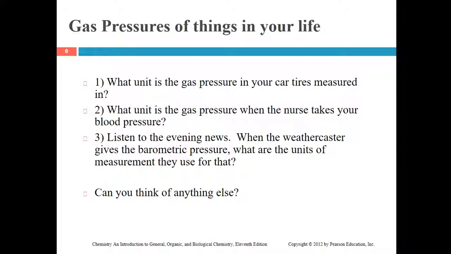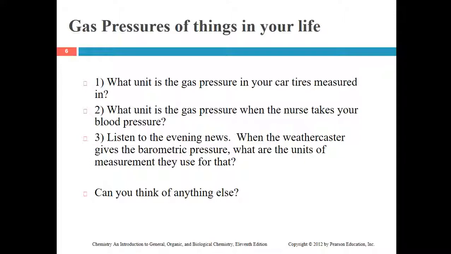But first of all, let's think about this. In your life, you have some things that already have their pressure measured. So I want you to think about what unit. What unit is the gas pressure in your car tires measured in? You may go, well, it's 32. 32 what? Well, here it's probably PSI. If you were in Canada, it would be kilopascals. Okay, number 2. What unit is the gas pressure when the nurse takes your blood pressure? And you may go, oh, well, my blood pressure is 117 over 70. Yeah, 117 what over 70 what? You will be surprised. So ask your nurse the next time.